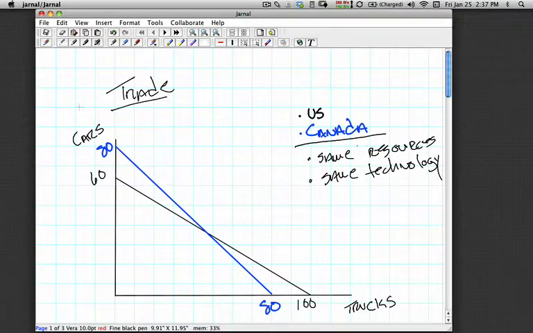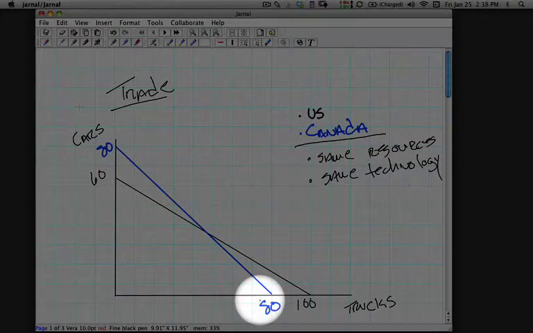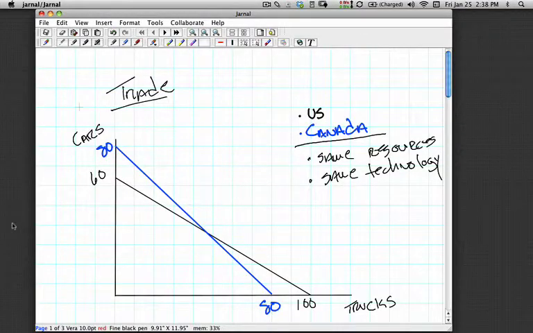So again, the resources are allocated entirely to one or the other product. And since we have the same resources or technology to work with, it suggests that if each country took all their resources and produced cars, Canada could produce more cars than the United States, 80 to 60. On the other hand, if both countries took resources and did only trucks, the United States would be superior, 100 trucks versus 80 for Canada. And what we've just described here is what we know as absolute advantage.